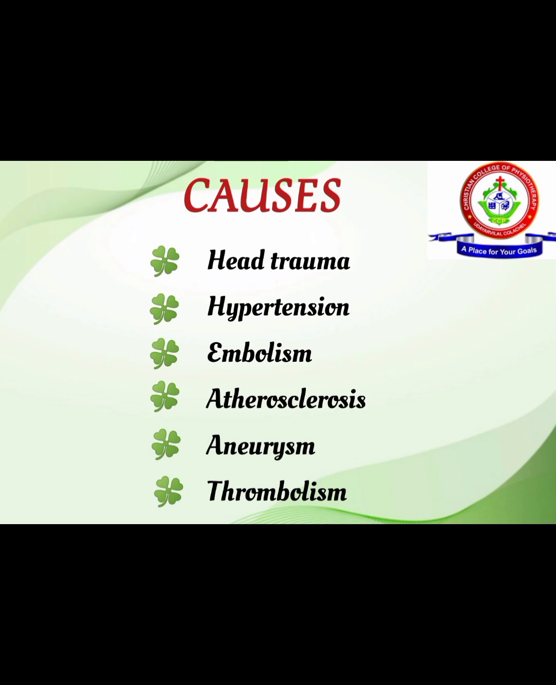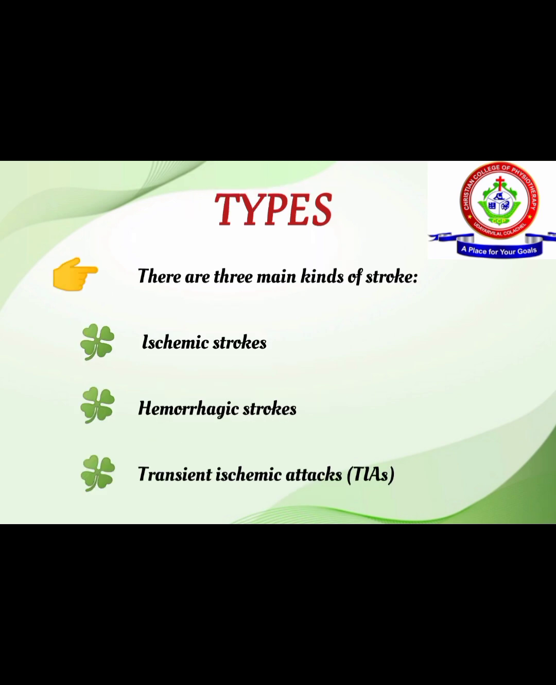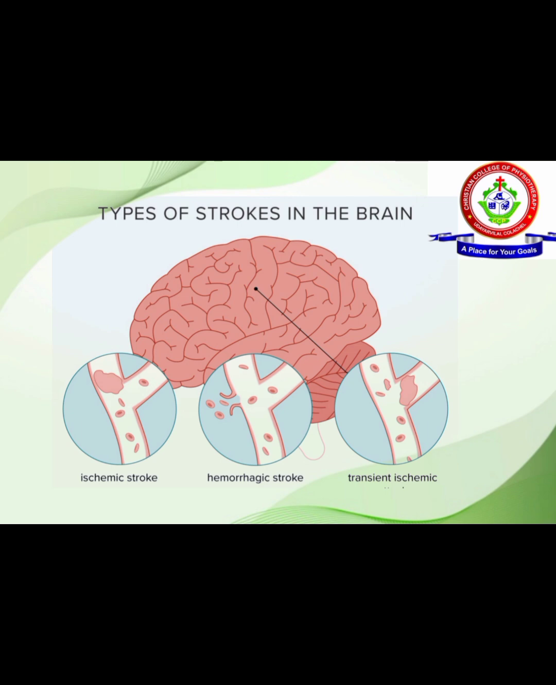Causes. Stroke has many causes: head trauma, hypertension, embolism, atherosclerosis, aneurysm, and thromboembolism. Types of stroke. There are three main kinds of stroke. One is ischemic stroke, another one is hemorrhagic stroke, and the last one is transient ischemic attack. This picture clearly shows the three types of stroke in the brain.